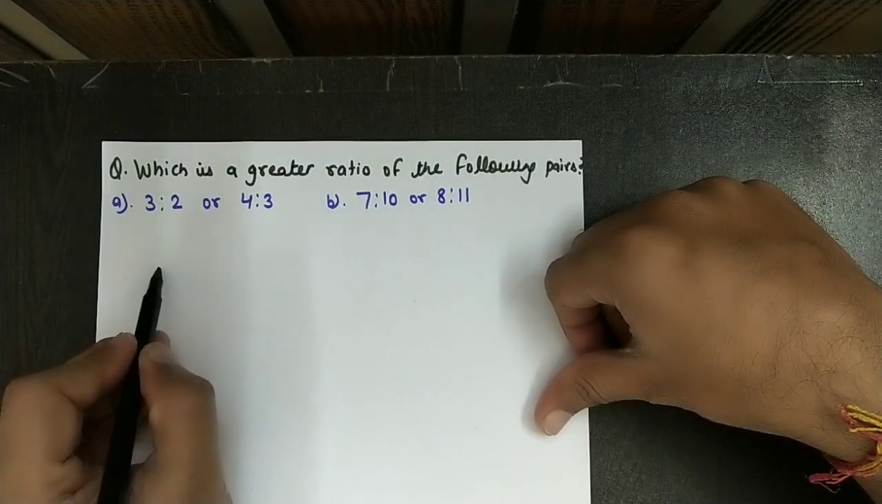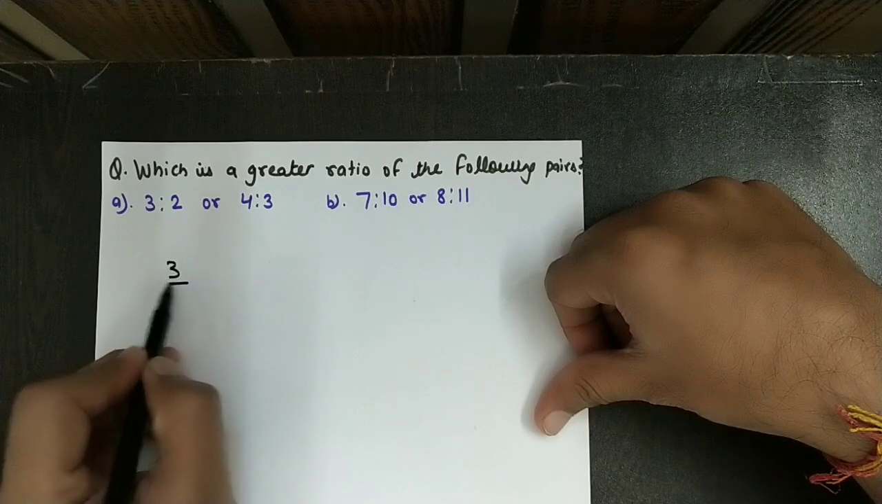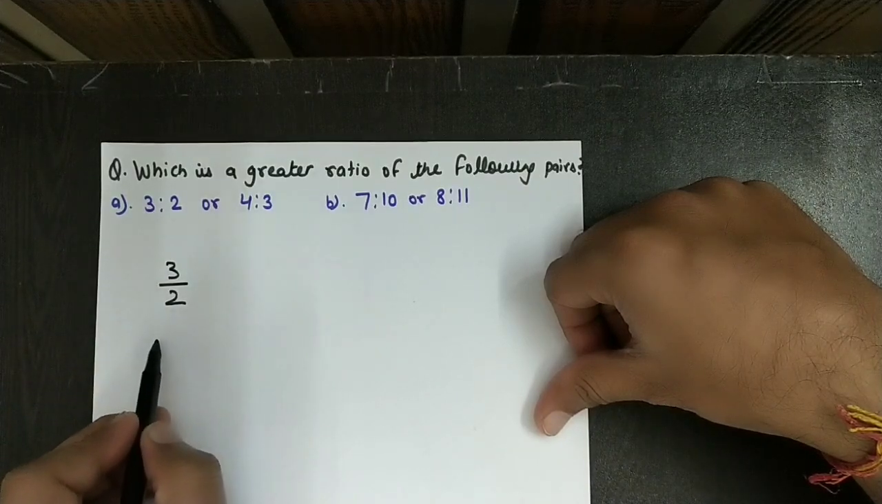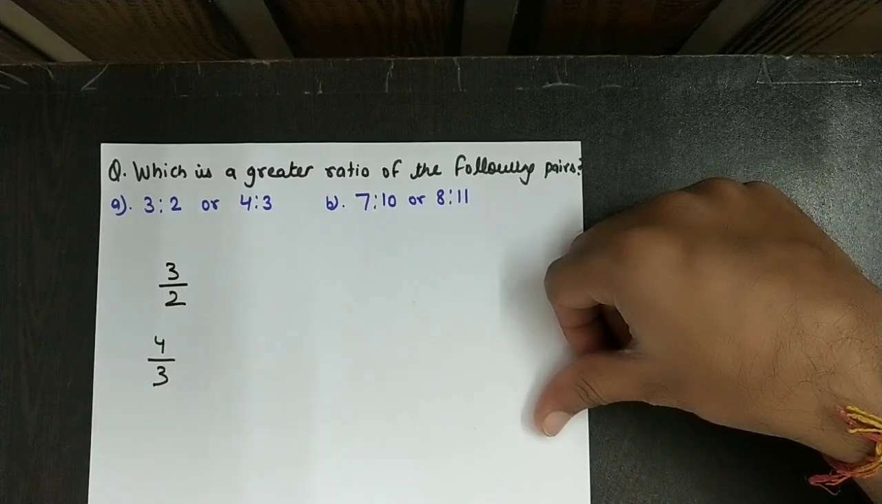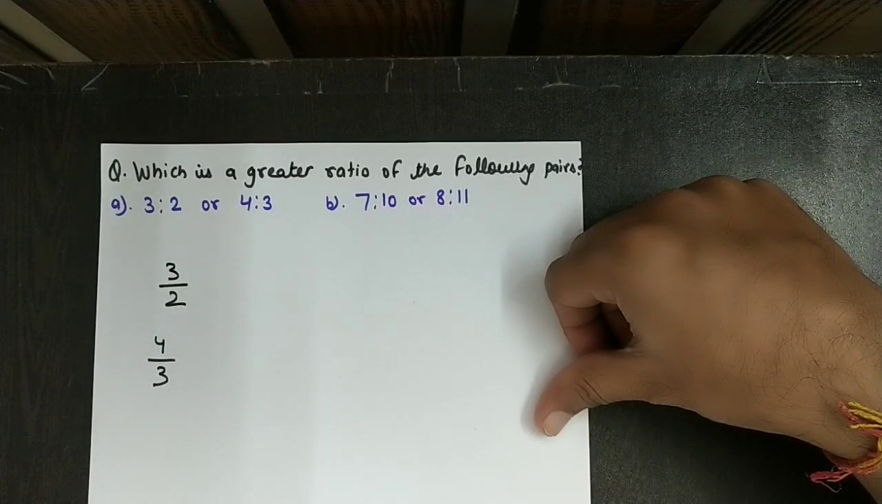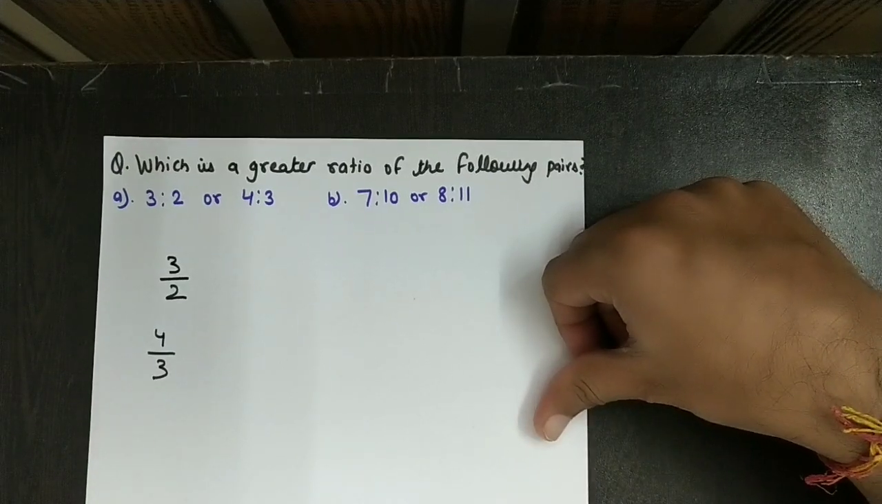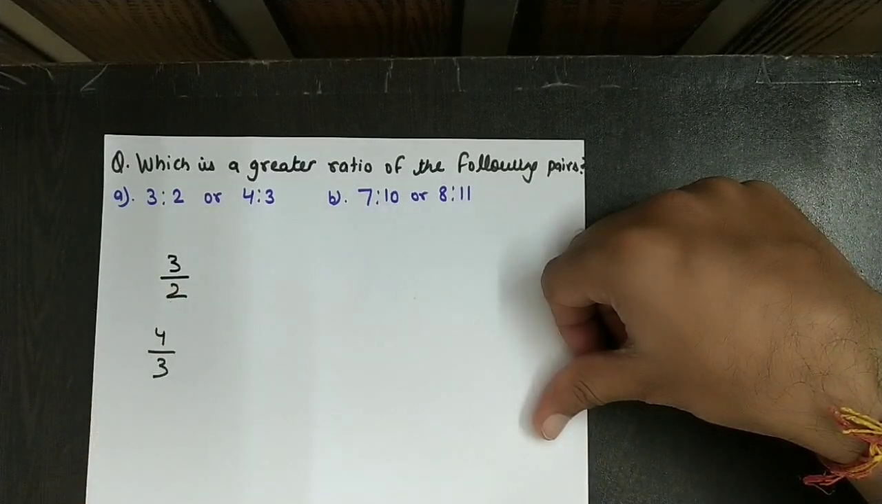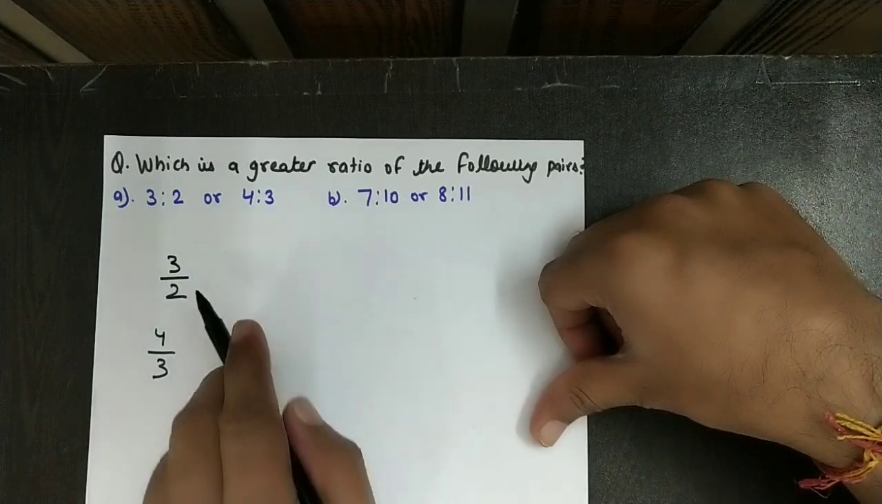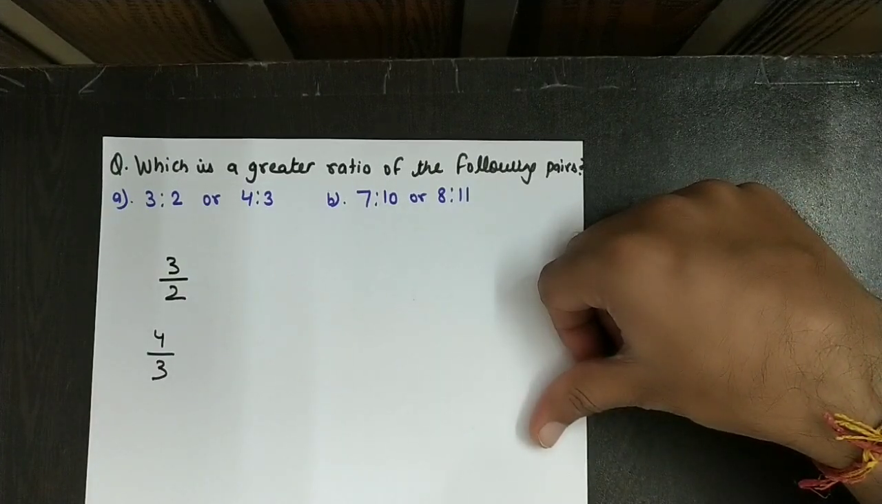So the first ratio is 3/2 and the second is 4/3. If we have to find a greater ratio or a smaller ratio, what we have to do is make the denominator the same in both the ratios. So your denominator should be the same in both of these.